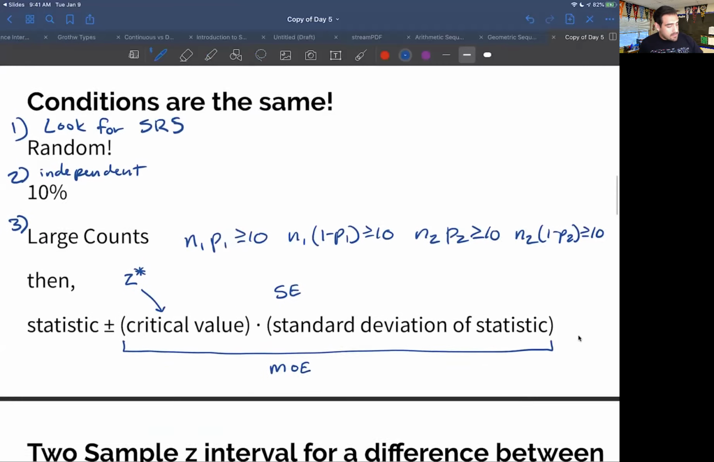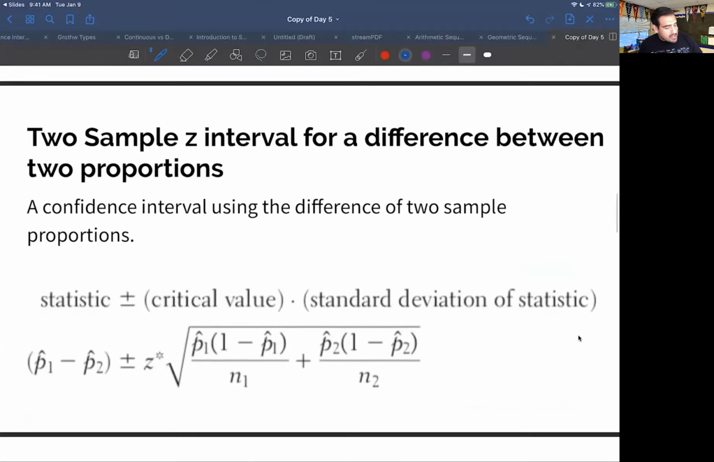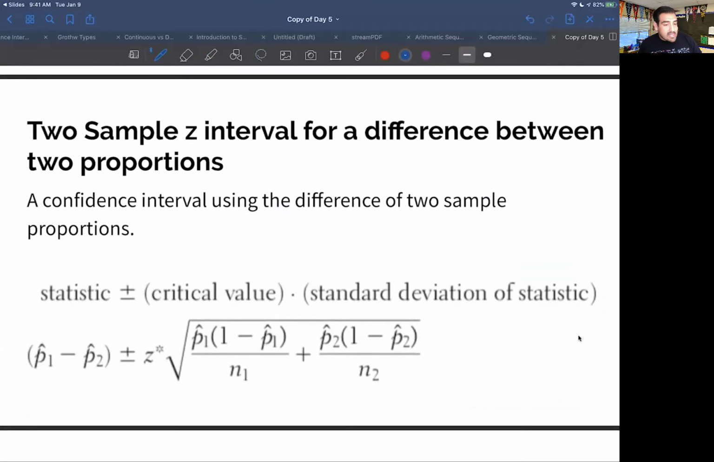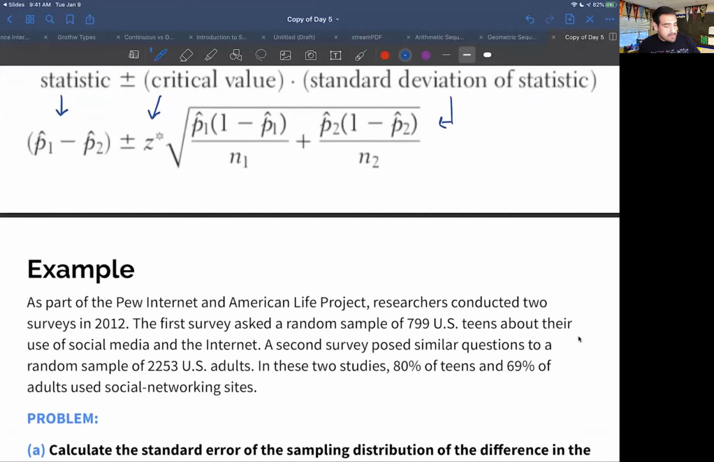So let's move on. Two-sample z intervals for the difference between two population proportions, giving that a little more information. The statistic is the difference of the two samples that we collect. The critical value is still that z score. The standard deviation of the statistic is the same as what we talked about in the last unit, as well as a few slides ago. This is what we're going to use to calculate our confidence interval. So let's do an example.